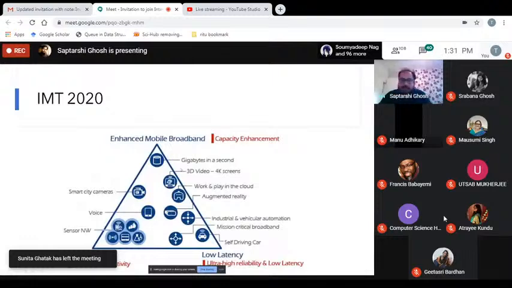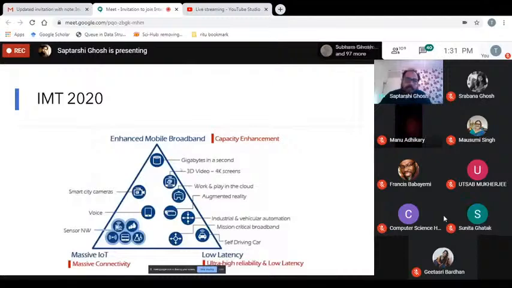This triangle you have seen in Francis's presentation has the three major features of 5G, namely enhanced mobile broadband, massive IoT or massive machine-type communications, and ultra reliable low latency communication. These three are the basic building blocks, I would say the three basic pillars of 5G. When they started the discussions of 5G, they said these are the goals, right? We are going to get these three goals. Broadband is very simple, we are going to get more bandwidth, fine.